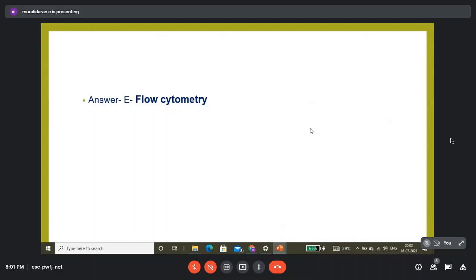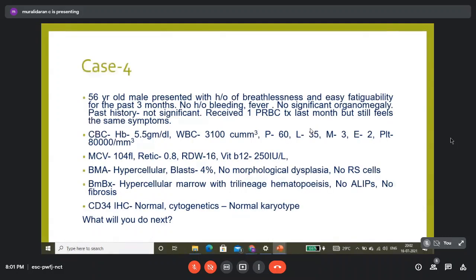So going to the fourth case. The fourth case is a 56-year-old male patient who presented with a history of breathlessness and easy fatigability for the past 3 months, no history of any bleeding, no history of any fever, no significant organomegaly. The past history was not significant, and he received one blood transfusion last month, but still has the same symptoms.